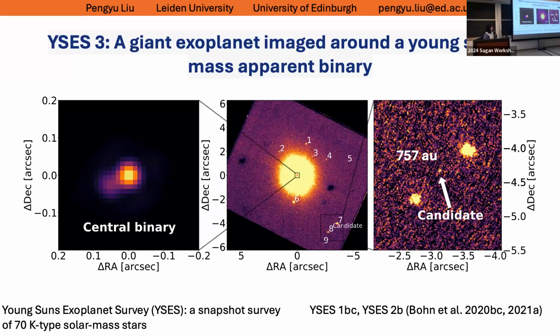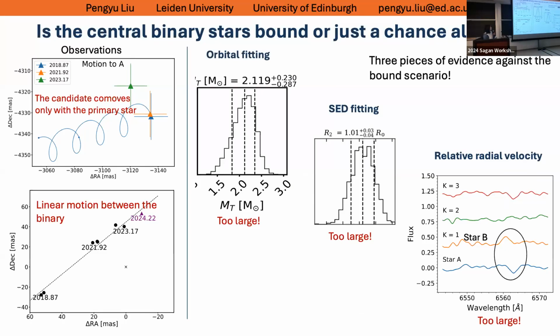The central star we resolved to be composed of two stars, with the brighter star as a young solar mass star and the secondary star as an M dwarf. And the planet candidate is this very thin source between these two bright background stars. And this candidate is located 5.3 arcseconds away from the central star, which is more than 705 AU. And we monitored this planet for 5 years, and we found that this planet only co-moves with the primary star of the binary.